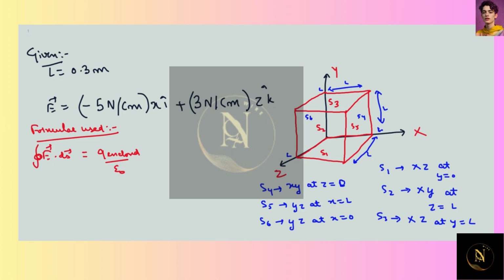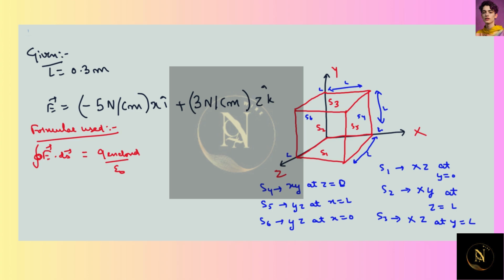So this is our S1, which is the xz plane. This is our x, this is z, and this is y. And for S2 we have the xy plane at z equals L. So we have this plane, which is parallel to xy. This is our S2, and so on. We will use this information to integrate E dot dS.